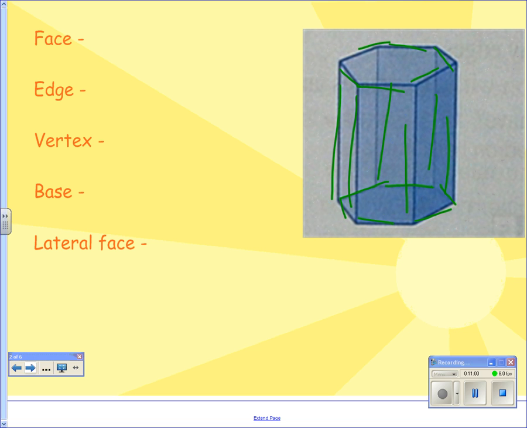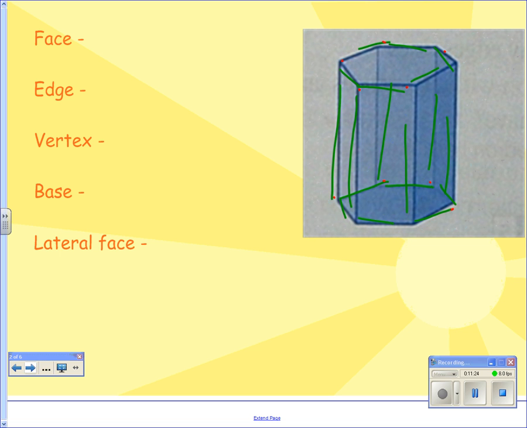So see if you can count up how many vertices are in that figure. Where are those? 1, 2, 3, 4, 5, 6. Right? 6 and 6 gives you 12. Does that make sense? Okay.